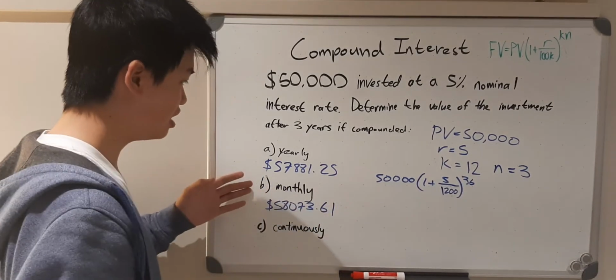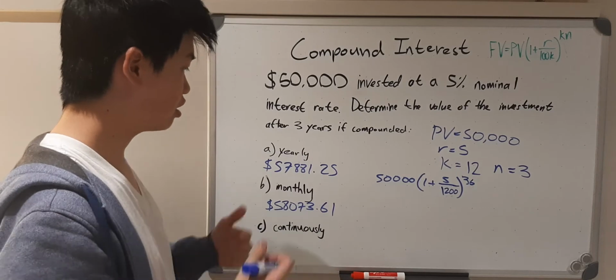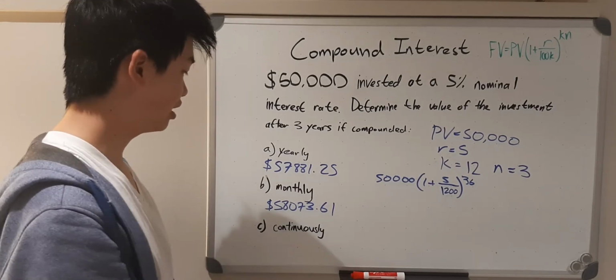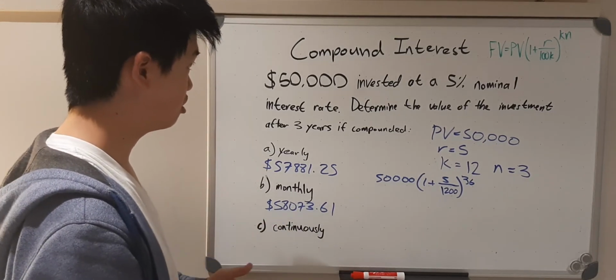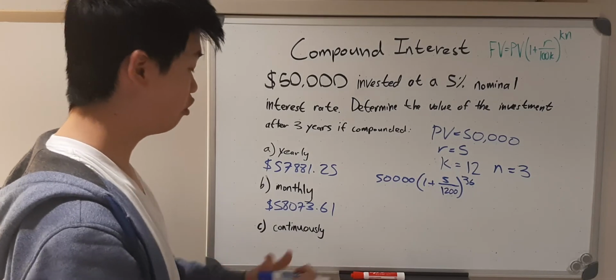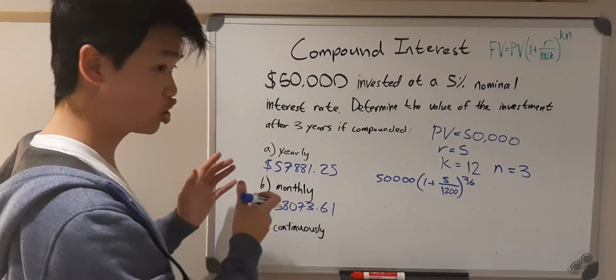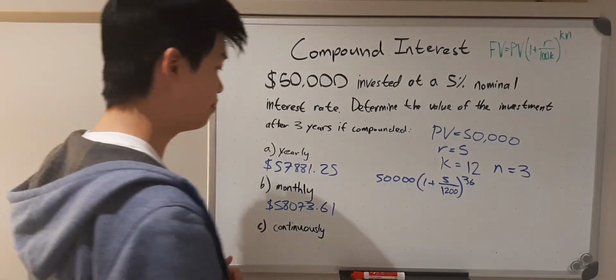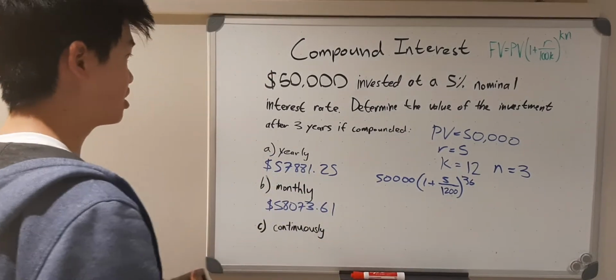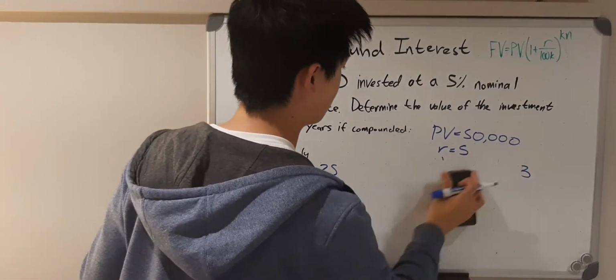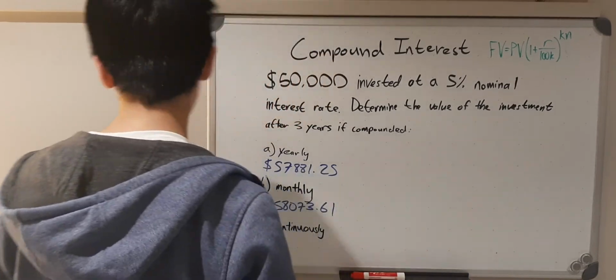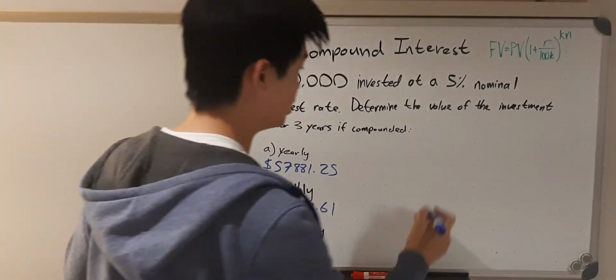$58,073.61. And as you can see, as we compound more frequently, our investment actually increases over time, more so than the shorter compound periods. So how do we do continuous compounding? So we actually use a different formula, which is not provided in the data booklet.